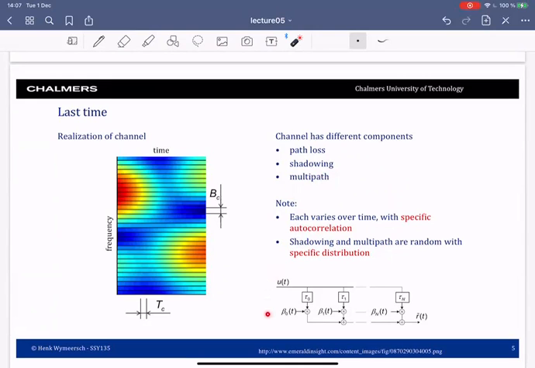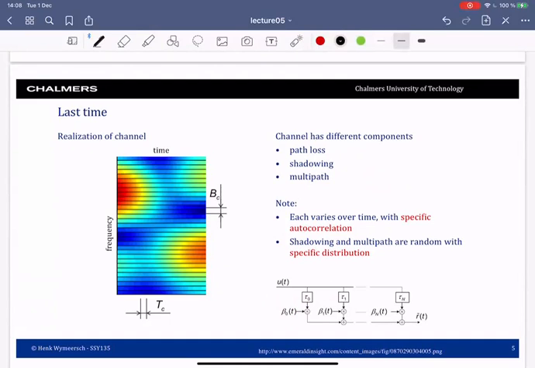The way that you could generate the channel would be through the tapped delay line model, where you have different delays. Typically, the difference between those delays would be constant. At each delay, you have a channel that changes over time. The power of this channel depends on the power delay profile at that delay, and how quickly it changes over time depends on the autocorrelation function corresponding to that delay.